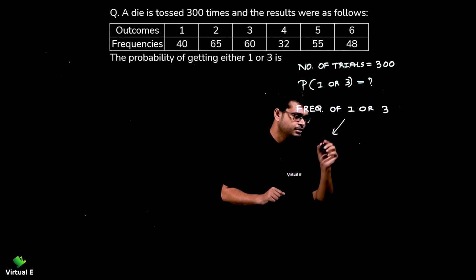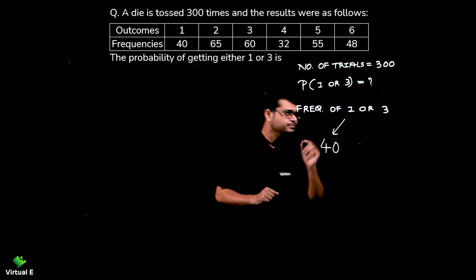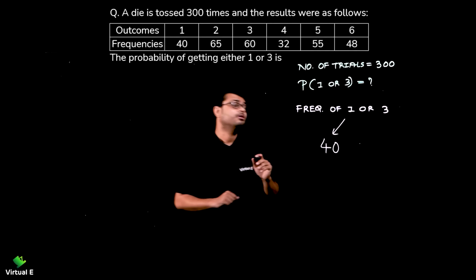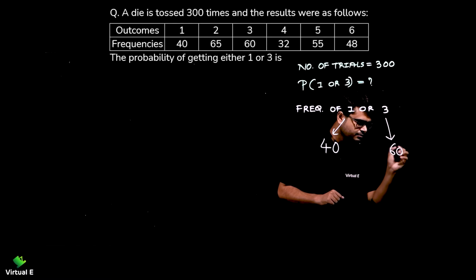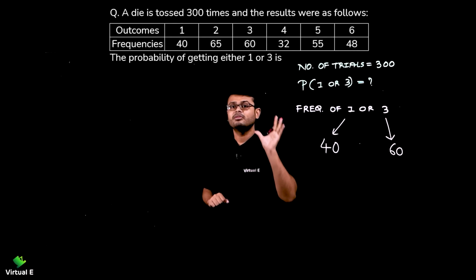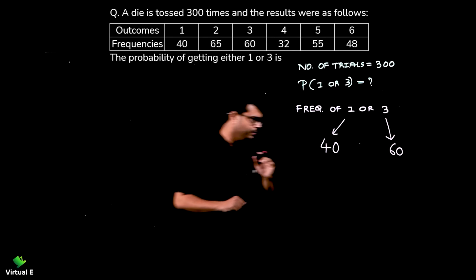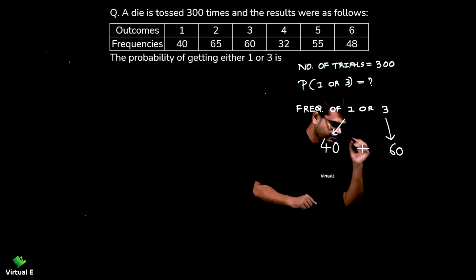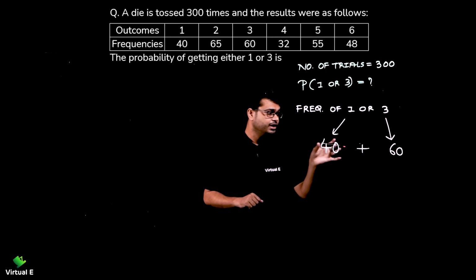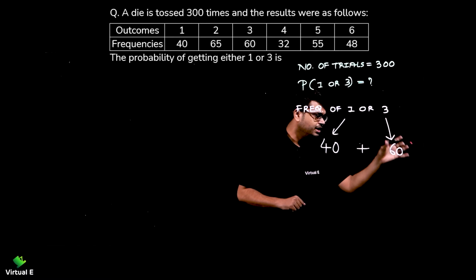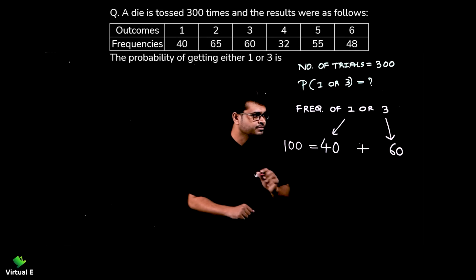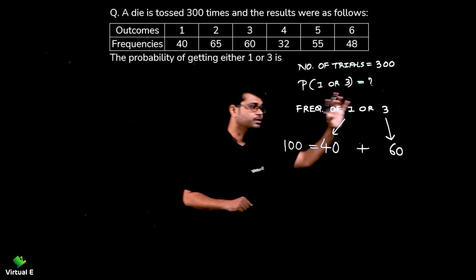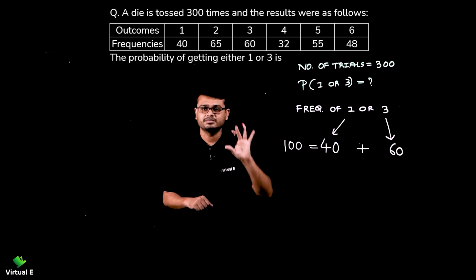That is 40, right? And the frequency of 3 is 60. Now, whenever we have OR in the question, what do we need to do? We need to add the frequencies. Frequency of 1 plus frequency of 3. So, in total we get 100 as the frequency for this outcome, 1 or 3. Very simple.